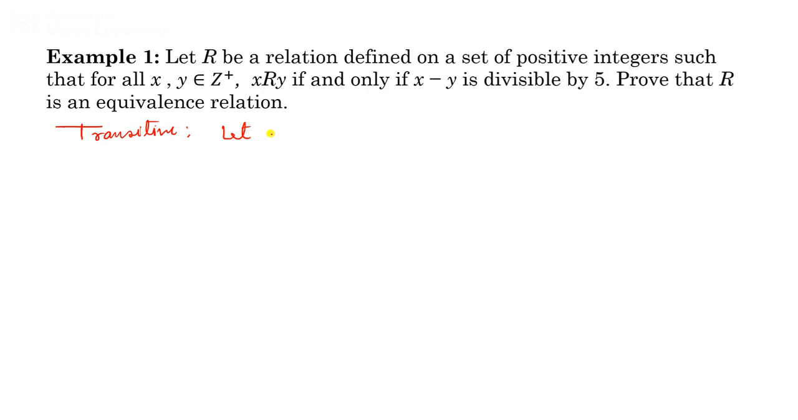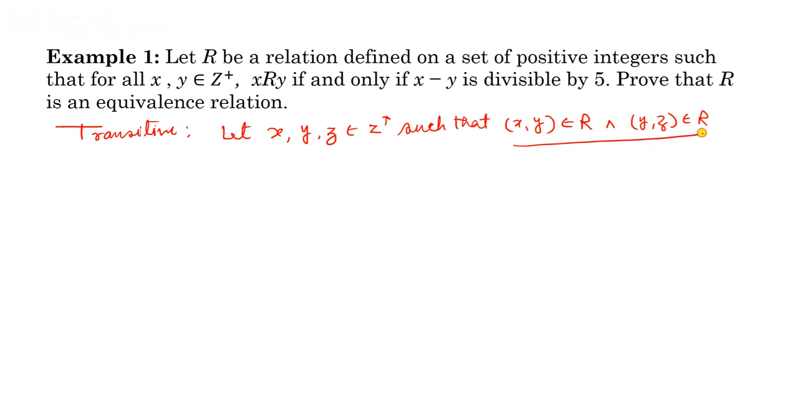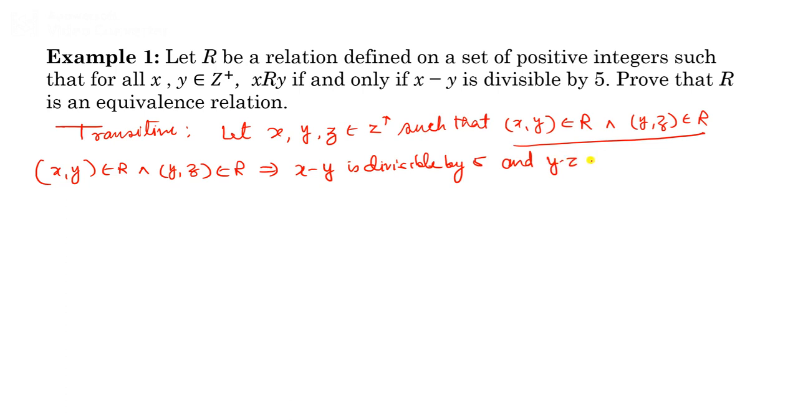Now we'll show R is transitive. Again we will assume the conditional part, that is, let x, y, z belong to Z plus such that (x, y) belongs to R and (y, z) belongs to R. We have to assume this part and show that (x, z) belongs to R. So we start with (x, y) belongs to R and (y, z) belongs to R. This implies x minus y is divisible by 5 and y minus z is divisible by 5.